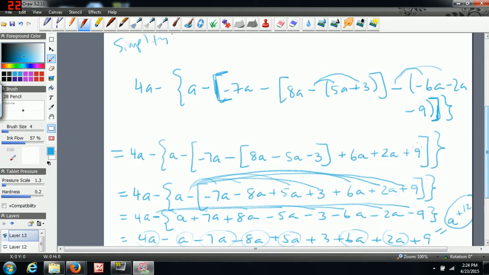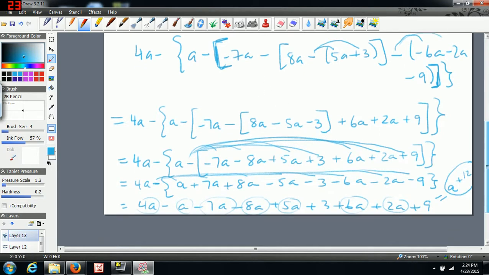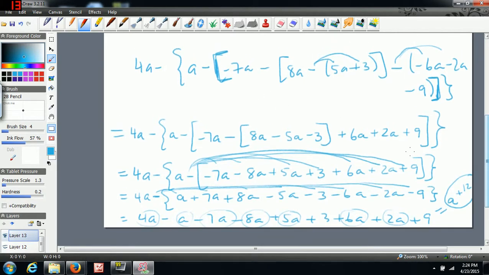And we could have reached that answer in a different way. We could have started simplifying in this step and maybe simplified here and then opened up the brackets, or you could have just done it in this way. As long as you get the right answer in the end, it's up to you how you want to actually solve the question. Okay, so the final answer there for that question would be a plus 12.